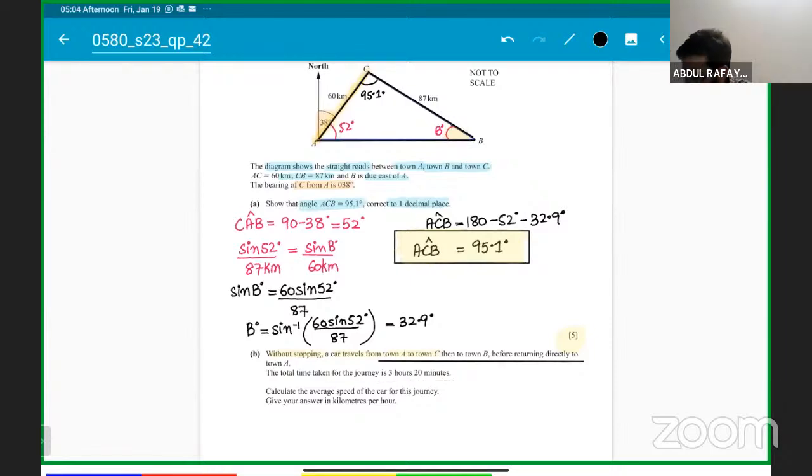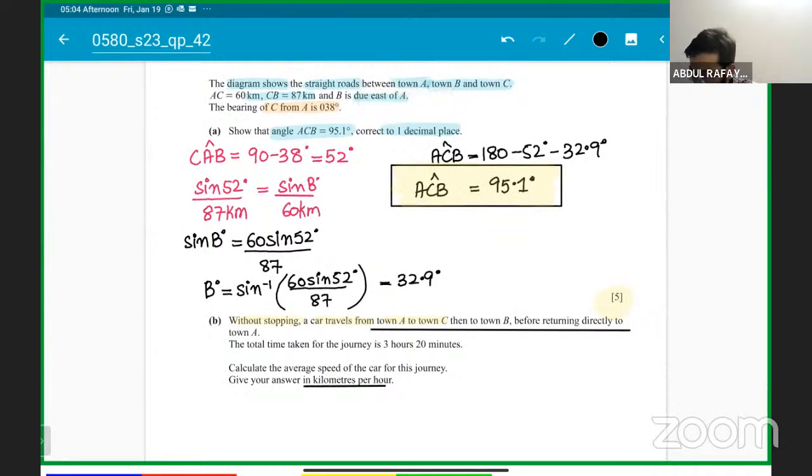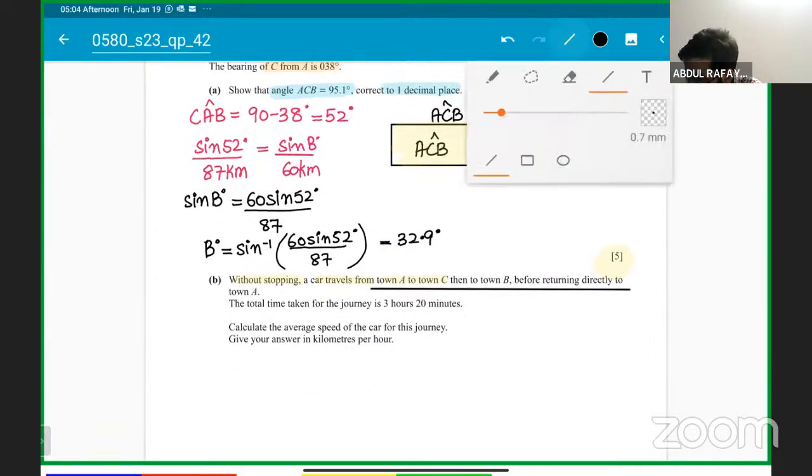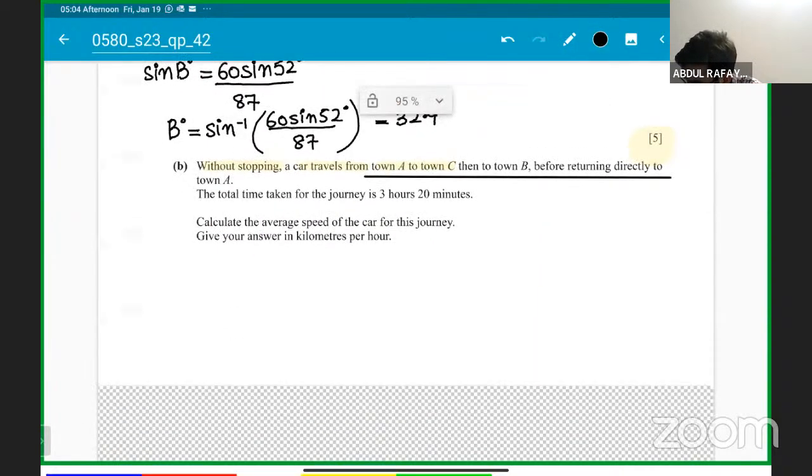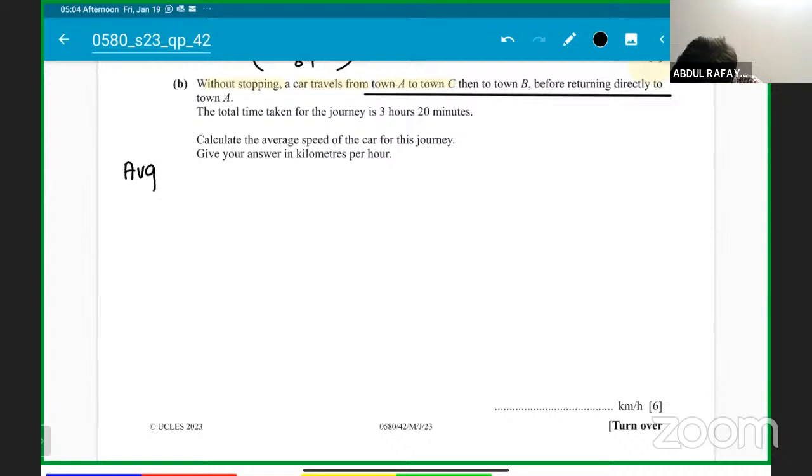The total time taken for this journey is 3 hours 20 minutes, and we have to give the answer in kilometers per hour. We have recently done this type of question, students, which means they are testing similar questions again and again. We have to calculate the average speed. What is needed for the average speed? Distance over time, right? Everyone following? The average speed formula is distance over time, and we have to find it in kilometers per hour, as the question is written. So we need to understand that the time will have to be converted.